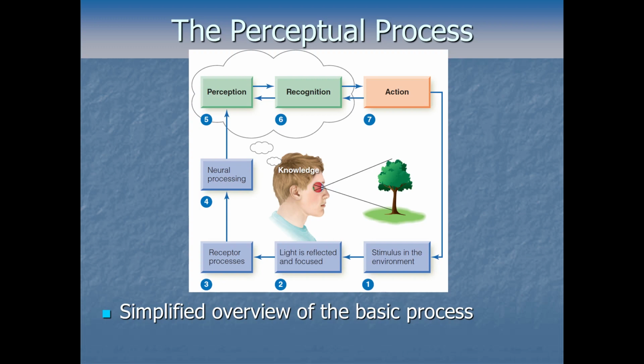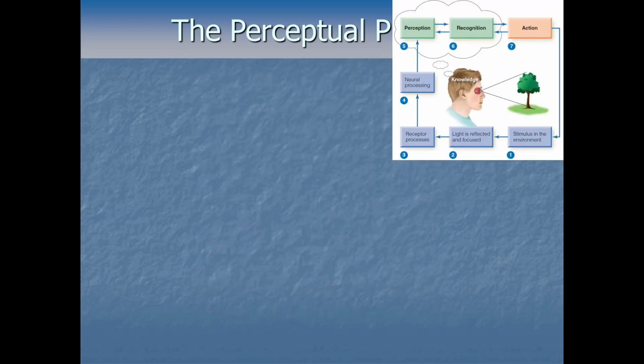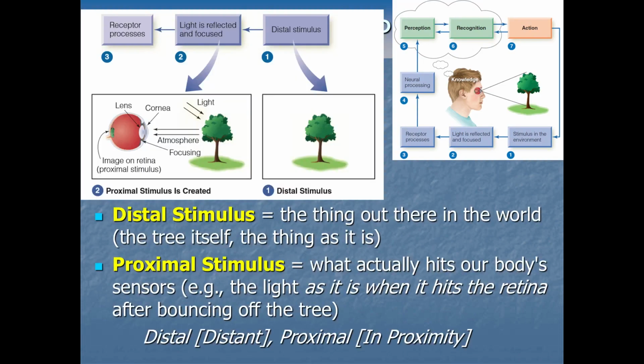We'll go through each of these in turn kind of quickly, and then we'll see for all the senses and all the perceptual phenomena we study throughout the semester, we'll see this process come up over and over again. So I'll just put it up there in the corner so we can kind of follow along as we go. Let's start with the first couple bits here. So the stimulus out there in the environment, and some light gets reflected off of it and focused to hit the back of our eye, the retina.